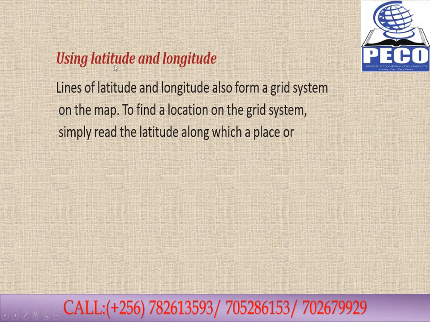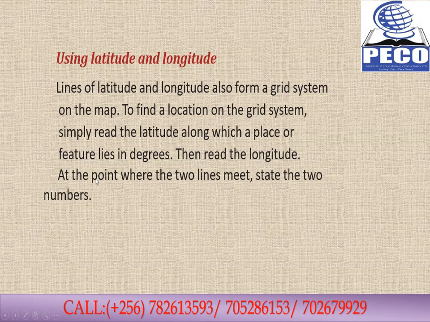if you are locating places using latitudes and longitudes, simply read the latitude first, along which a place or a feature lies in degrees, and then read the longitude. So we are reading the latitudes first and then the longitudes. At the point where the two lines meet, we state the two numbers. These will give us the coordinates of those features.